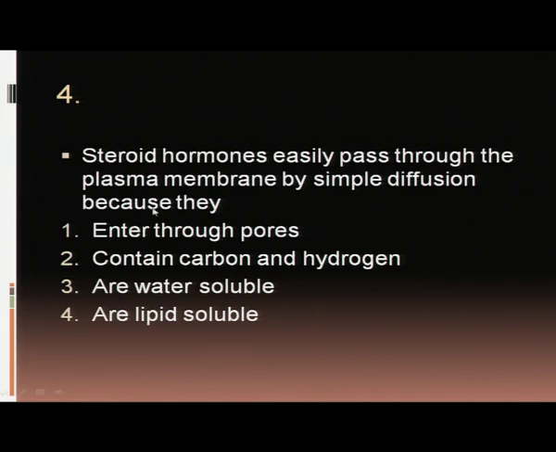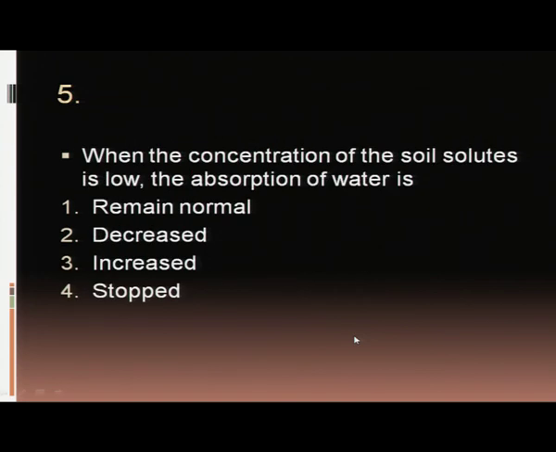This is an easy question, no calculations required. Steroid hormones easily pass through the plasma membrane by simple diffusion. We had talked about this, that some substances can move through simple diffusion through the plasma membrane. Why? Because they enter through pores or contain carbon and hydrogen, or are they water soluble or lipid soluble? Obviously, they should be lipid soluble. Moving on, when the concentration of soil solutes is low, the absorption of water will remain normal, decrease, increase or stop? The answer is it will increase.